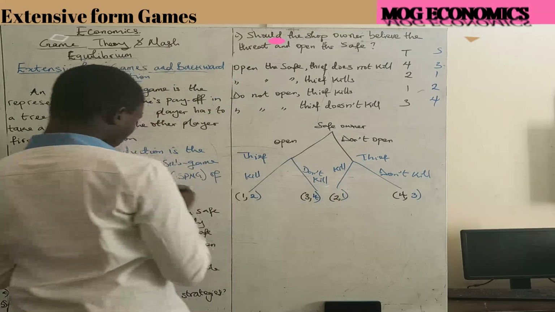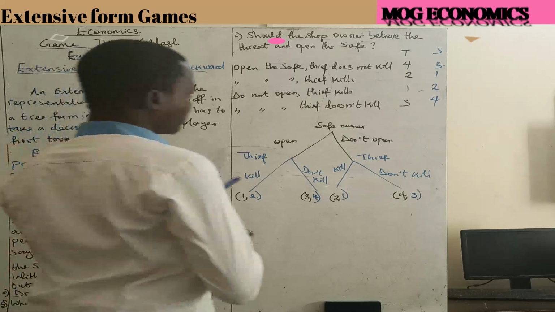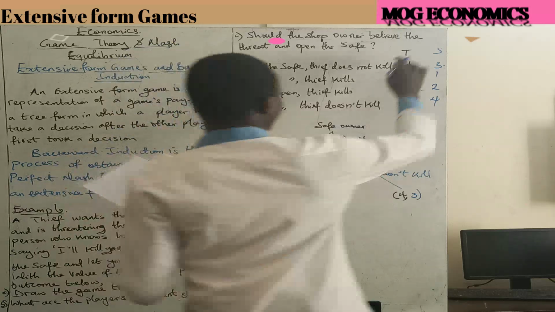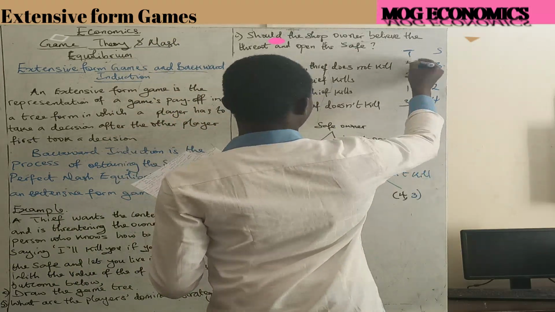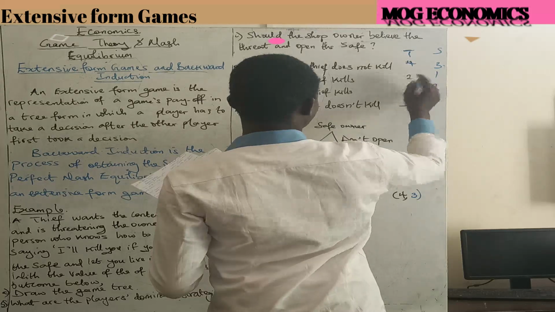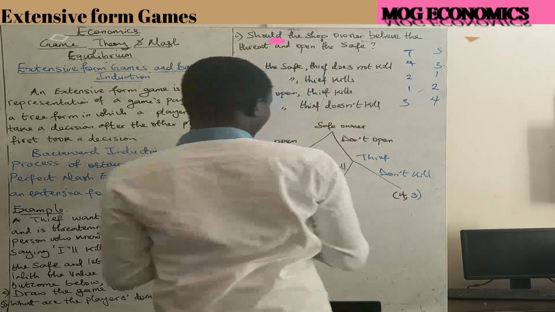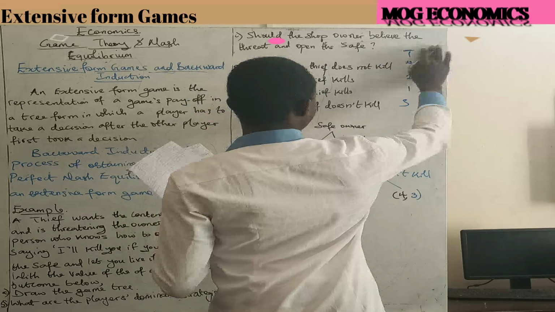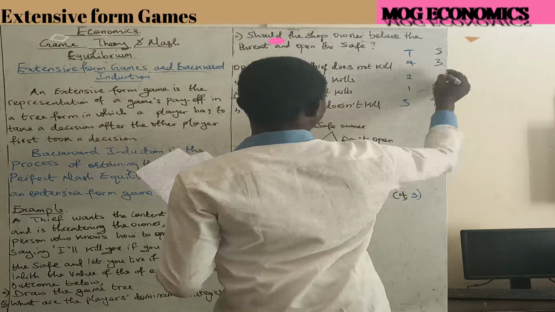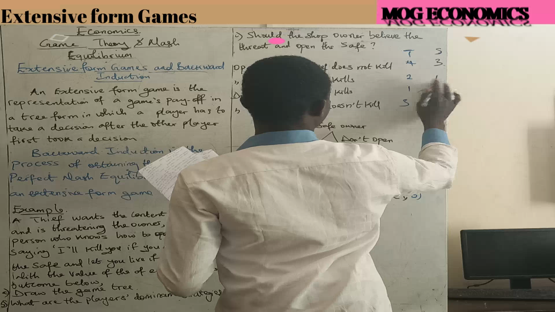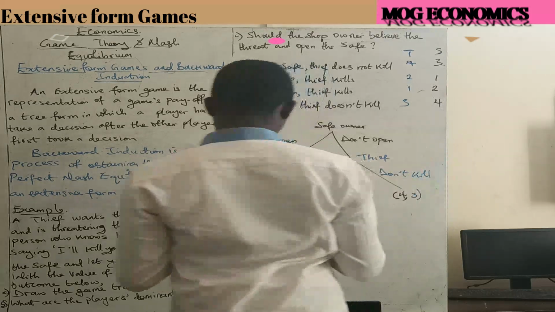Because the safe owner is the one that's going first here, I should have used another color so that this should have been blue, to make things kind of easy to follow. 4, 2, 1, 3. So this is the safe owner. 3, 1, 2, and 4. So how do we analyze this game?